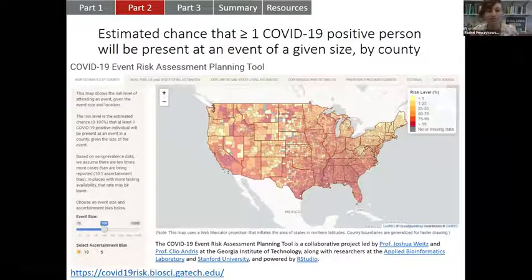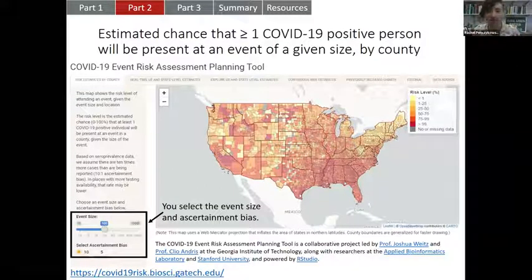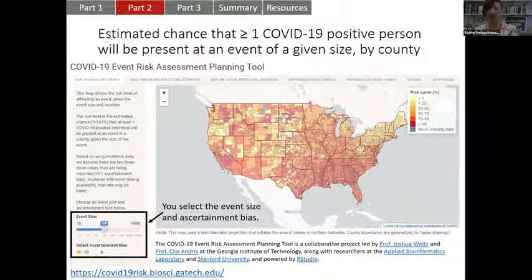But what we can do with this tool is we can toggle the event size. So either the size of an event that you would like to plan, or the size of an event that you are considering attending or worrying about someone you love attending. And you can also toggle the ascertainment bias. So that's telling us how underreported are the total number of cases in this area. So a 10-to-1 ascertainment bias would say, based on zero prevalence data, we assume that there are 10 times more cases than are being reported. So in places that are testing a lot more and a lot more frequently, that might be lower. It might be closer to 1, where the actual numbers reported reflect the reality of the numbers of infected in that place.